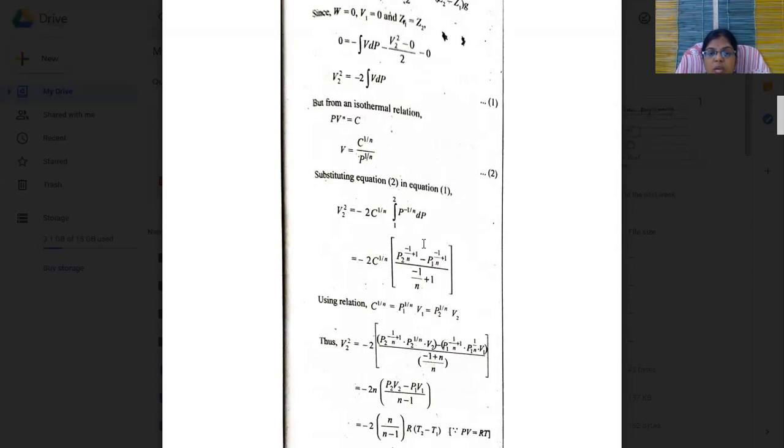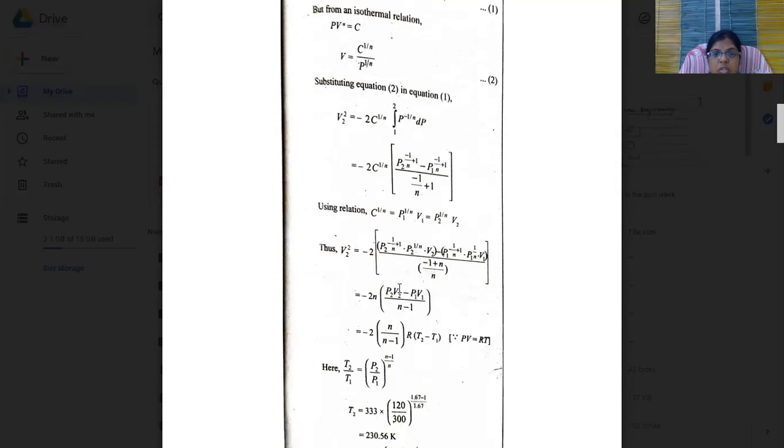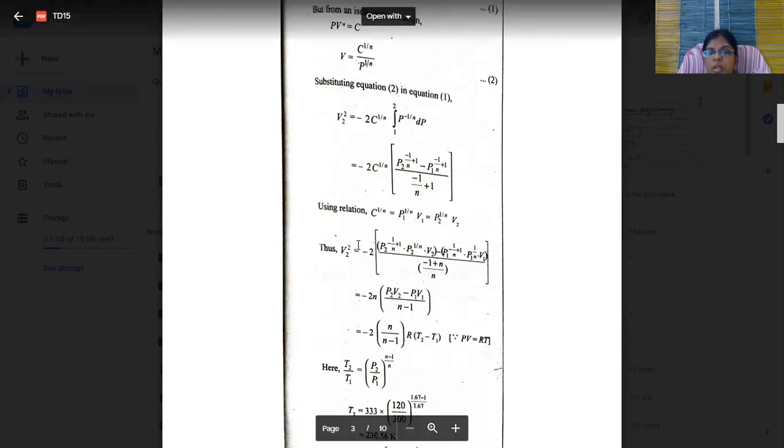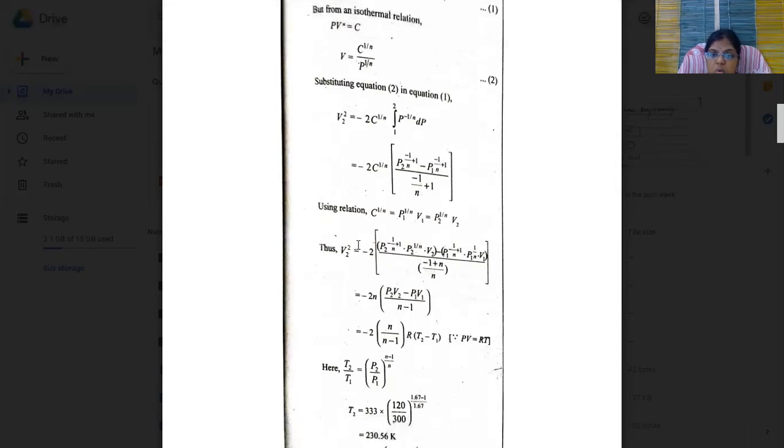Minus 2 into C^(1/n) into, here P^(-x) integrates to P^(-x+1) by (-x+1). Here also, P2^(-1/n+1) minus P1^(-1/n+1), divided by (-1/n+1). That is the integration. Okay, using this relation, C^(1/n), we know the relation, PV^n equal to constant.